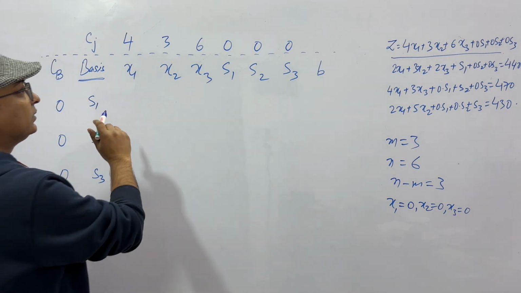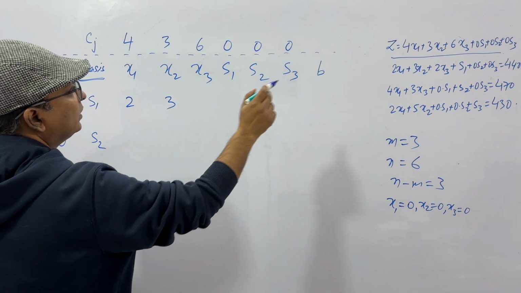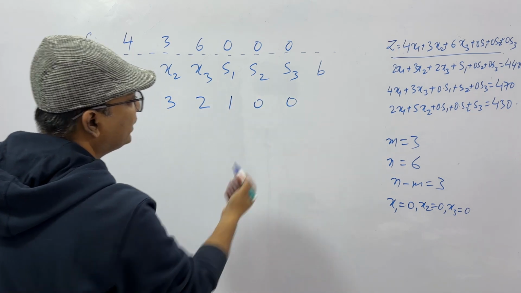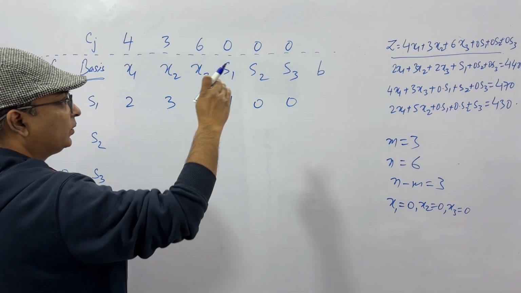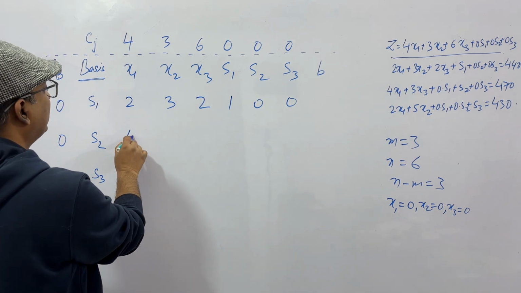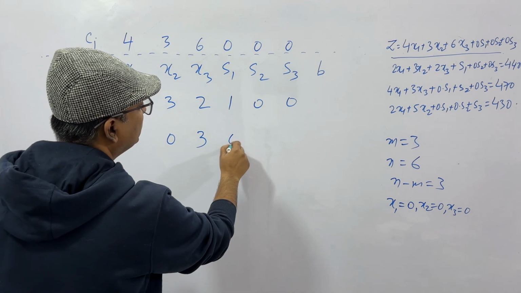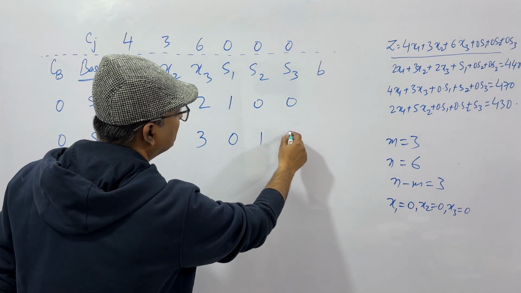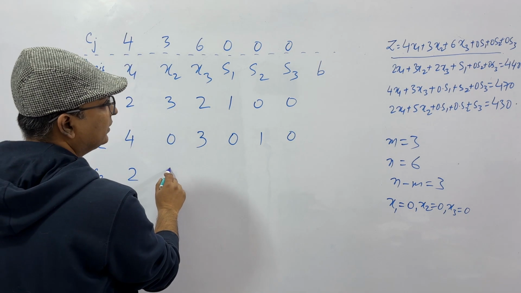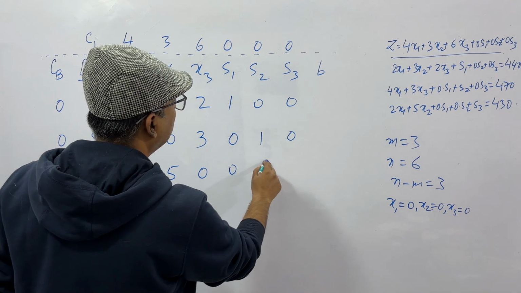Now we'll write the constraints. First constraint, 2x1, 3x2, 2x3, s1 1, and then 0, 0. This will be unitary, actually unit matrix. Why? Because 1, then 1 s2, then 1 s3. Now second constraint, 4x1, 0x2, 3x3, s1 0, this is s2, and this is 0. Okay. Now last one, 2x1, 5x2, no x3, so 0, and then we have 0, 0, 1.